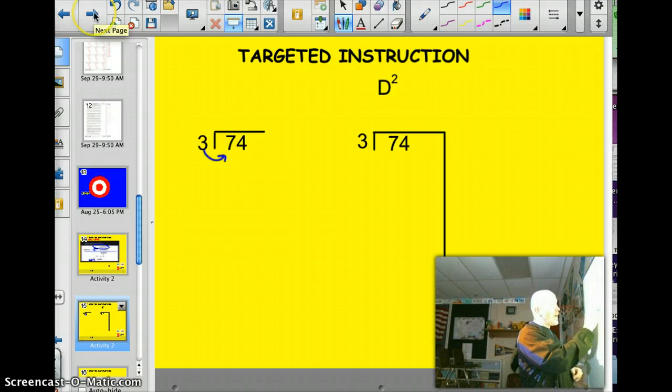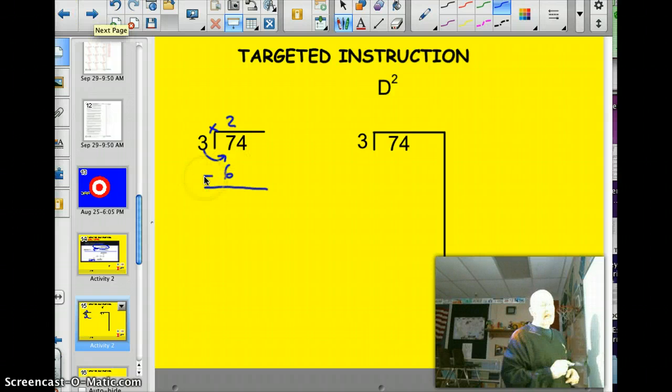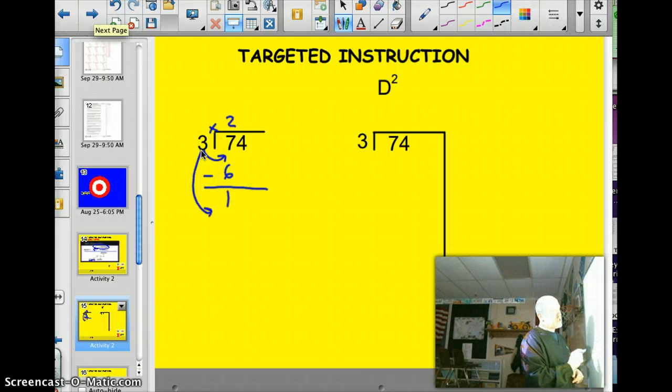3 goes in there 2 times, so I put a little multiplication symbol up here. So 3 times 2 is 6. And then I subtract that out. 7 minus 6 is 1. I ask the next question, does 3 go into 1? Of course, that doesn't fit. I look and see if I've got another number I can bring down, and I can bring down that 4, so now I can ask another question.